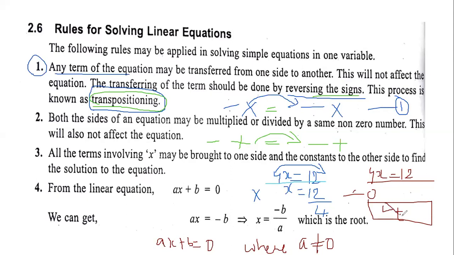So in that scenario, we are supposed to only take a non-zero number. Non-zero number means any number except 0. So this will not affect the equation. Understood till here? Understood the first 2 points?